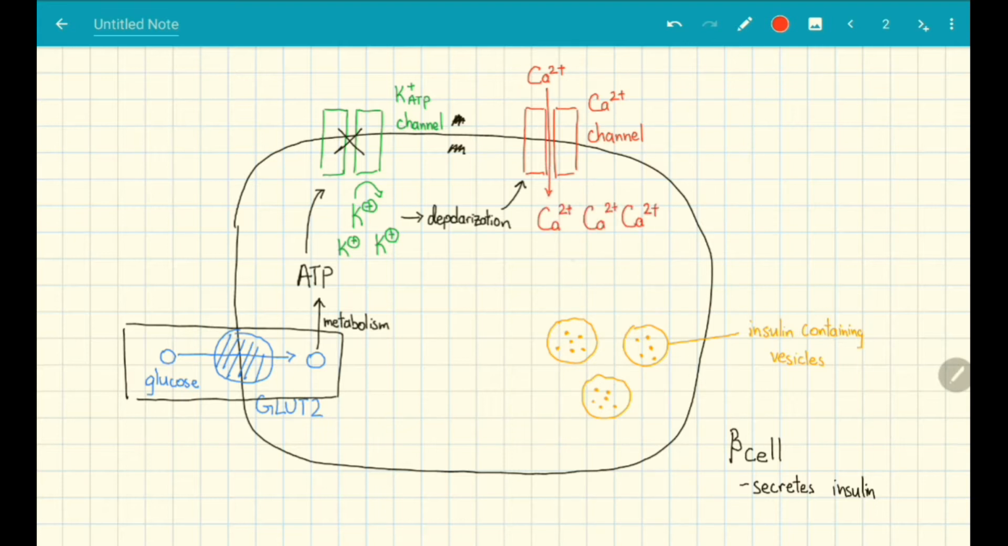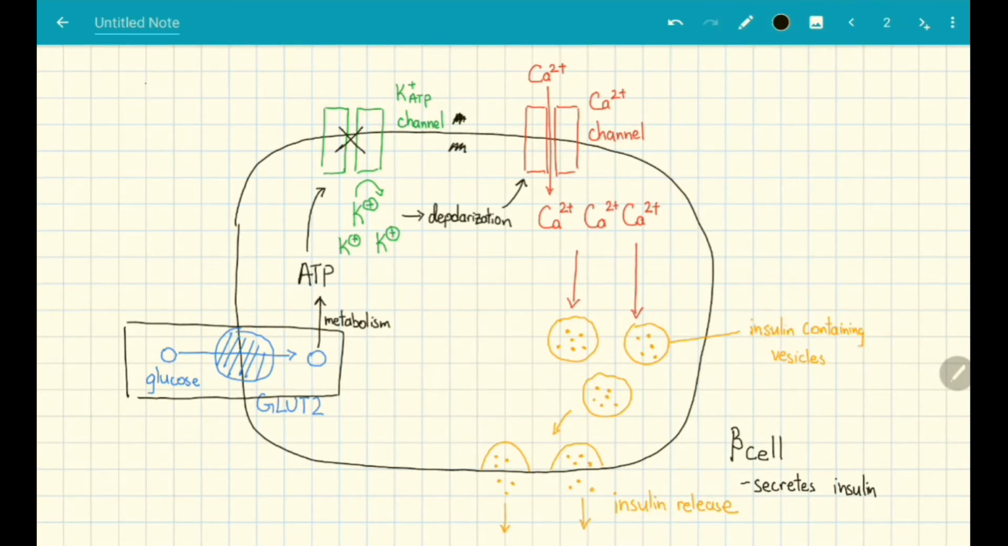This influx of calcium triggers the exocytosis of insulin vesicles, resulting in insulin release into the bloodstream and the rest of the body. Now, sulfonylureas, as well as insulin secretagogues such as repaglinide, act by binding to the potassium ion channels, causing them to close. This triggers the depolarization of the cell, ultimately leading to an increase in insulin secretion.